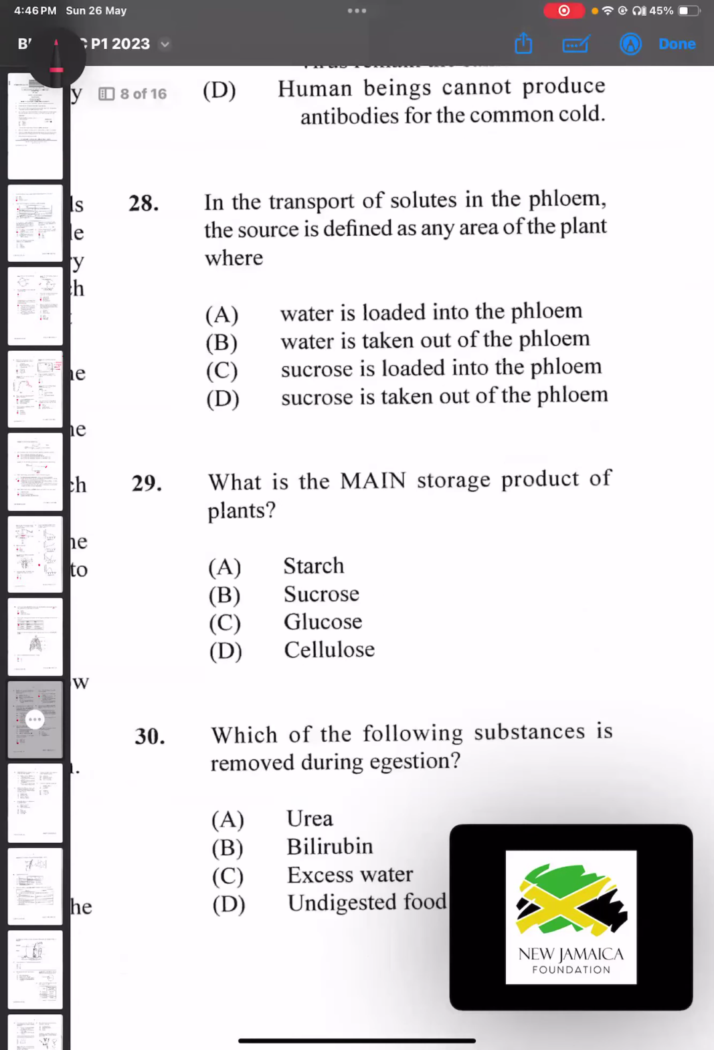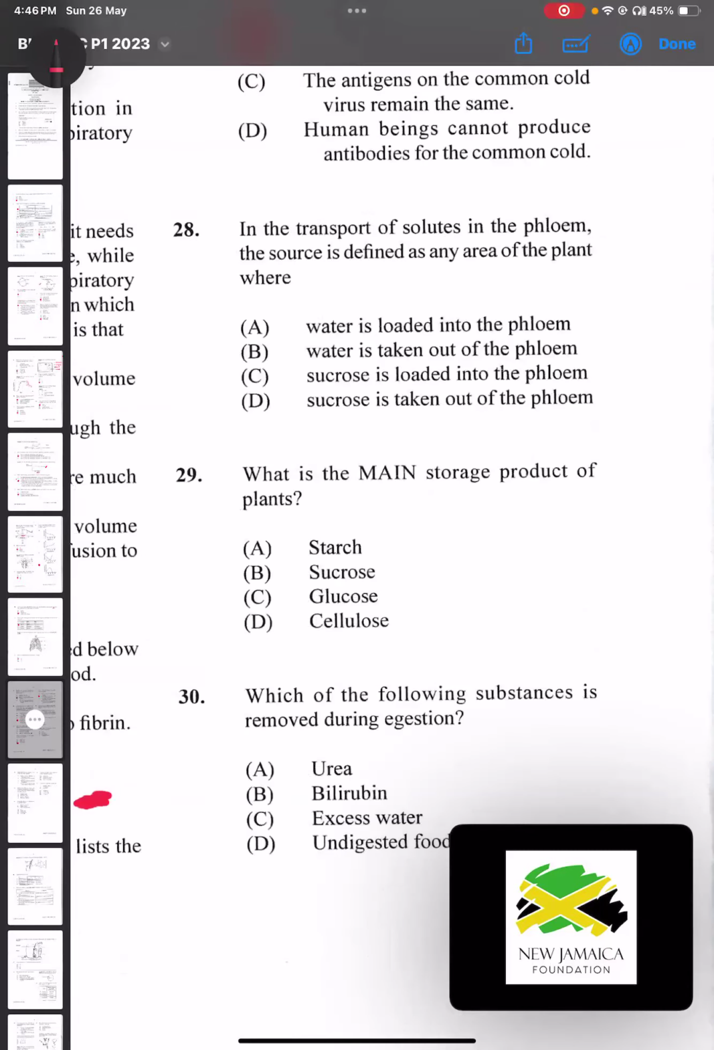In the transport of solutes in the phloem, the source is identified as any area of the plant where... what's our answer for 28? I see two different answers in the chat. Some are saying D and some are saying C.